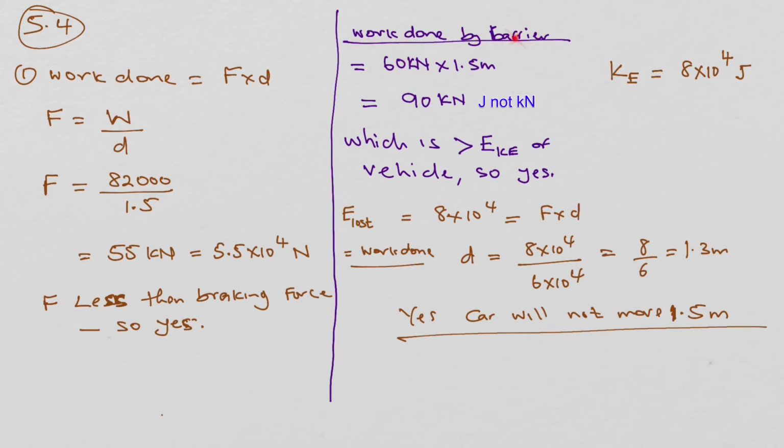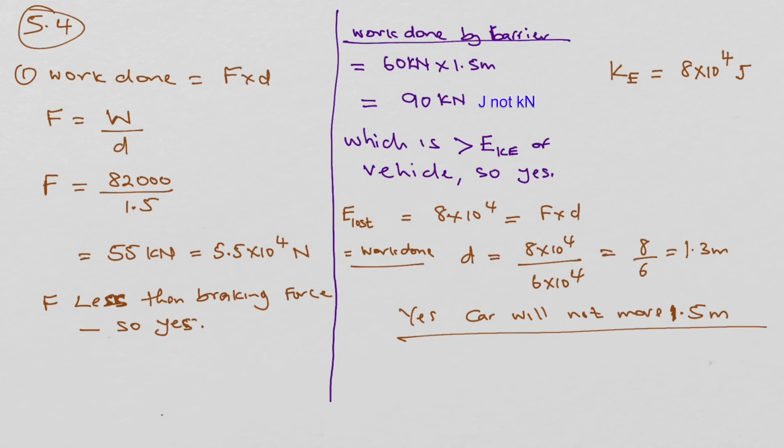Another way you can look at this calculation is to say the work done by the barrier is going to be 660 kilonewtons times 1.5 meters, because work is force times distance, and that will be 990 kilojoules, which is greater than the kinetic energy of the vehicle.